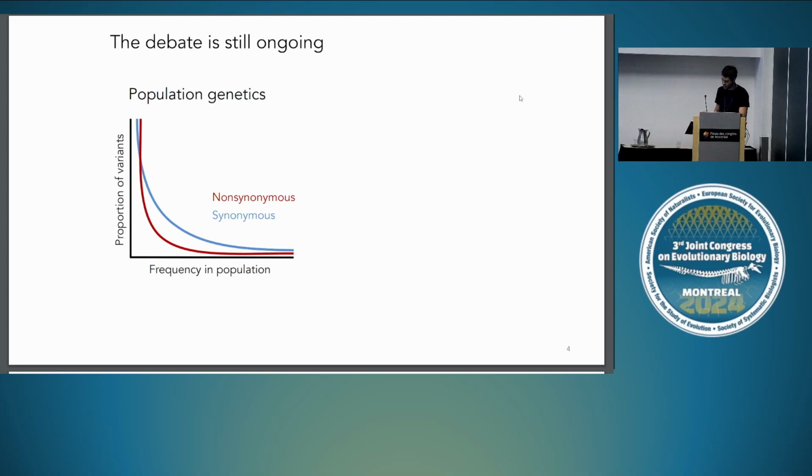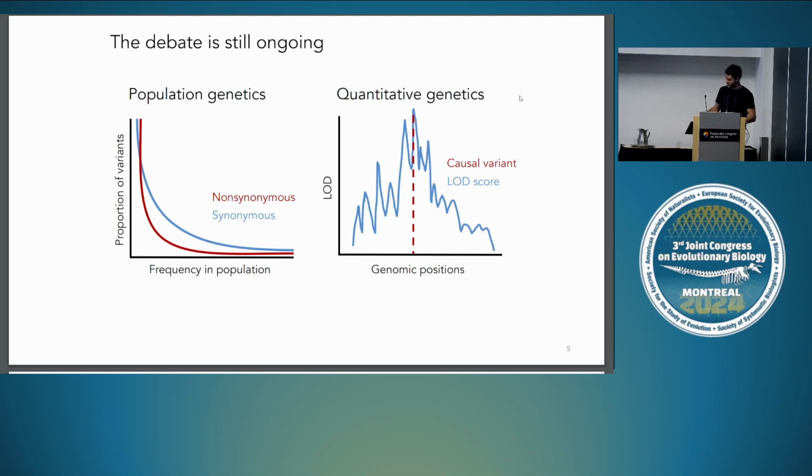experimental validation. We also have experimental approaches coming from quantitative genetics, such as QTL mapping, that lack the spatial resolution in most cases that we need, so they don't have single nucleotide resolution. And we know that most of the variation in natural populations are actually single nucleotide variants.